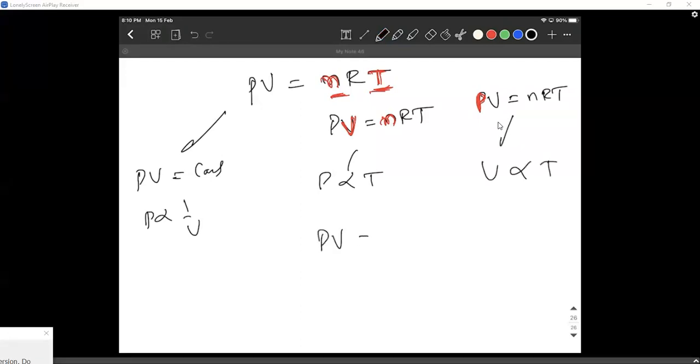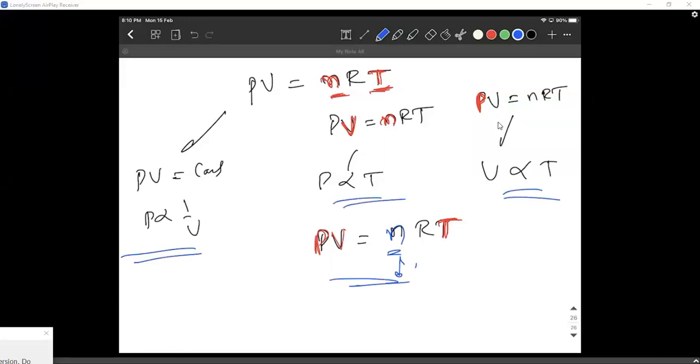And then PV equals nRT. I already talked about it. P, V, and T are the same. Whenever P, V, and T are the same, obviously n has to be a fixed value. n also has to be the same, the number of moles. So Boyle's law, Charles's law, and Avogadro's law are all simply put in one simple equation, which is basically the ideal gas equation.